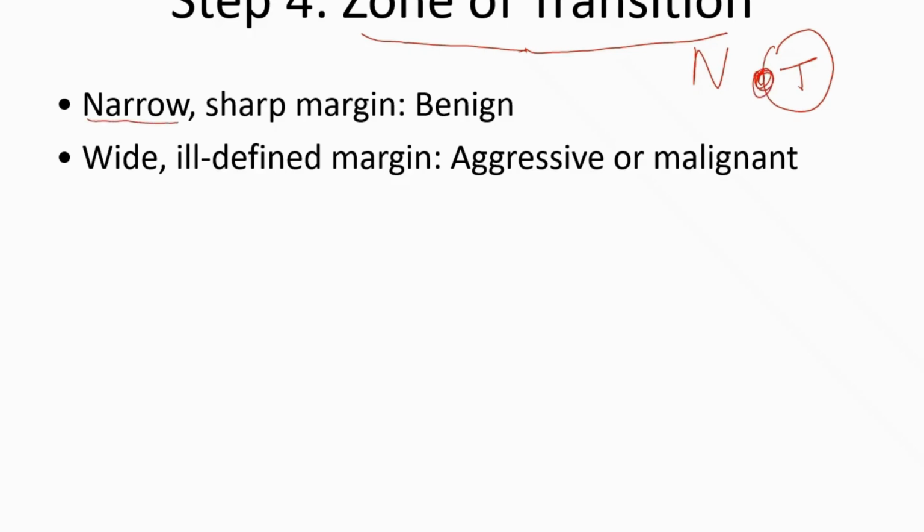So narrow zone of transition is sharp margin. So this shows the sharp margin, and this is mostly seen in the benign lesion, whereas the wide zone of transition, that is the ill-defined margin, shows the aggressiveness or malignant lesion.